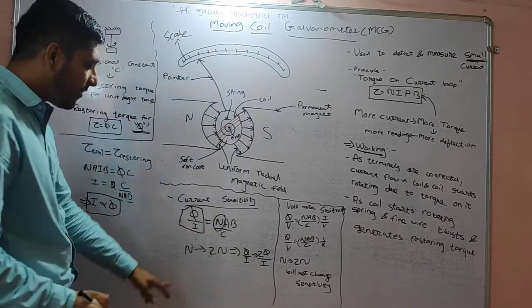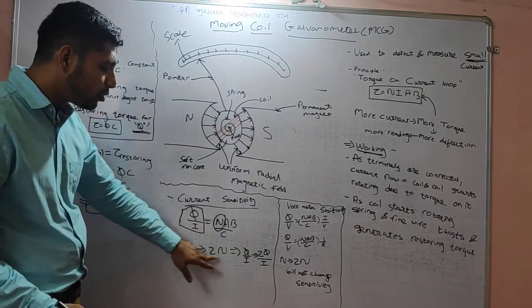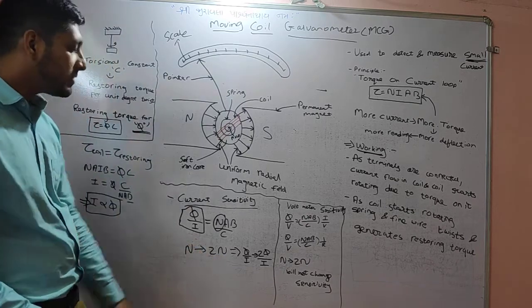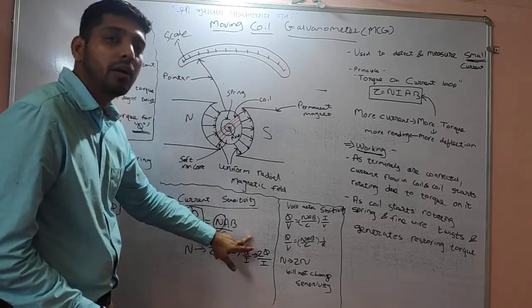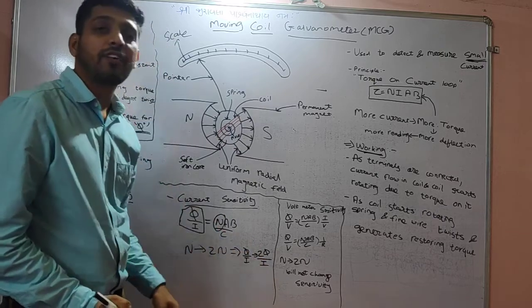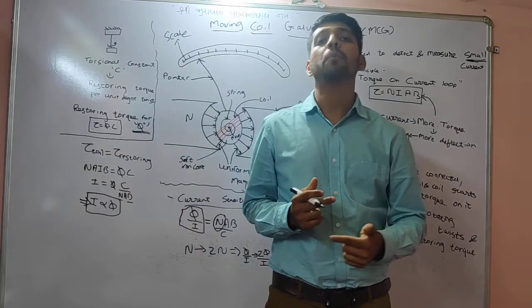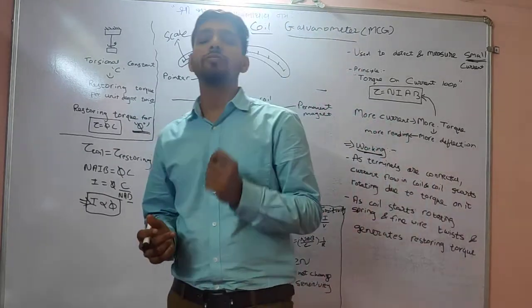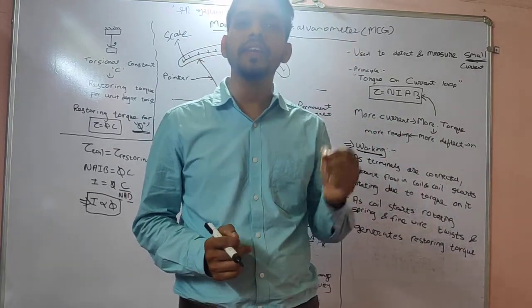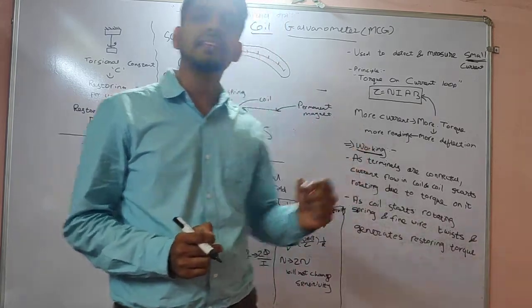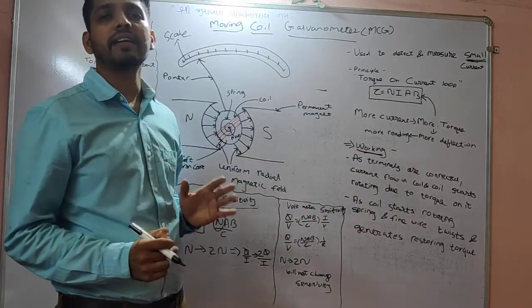Okay, so if I increase the number of turns from n to twice n, then the sensitivity will increase from phi by I to twice phi by I, which means on doubling the number of turns, the sensitivity of the galvanometer also increases. On doubling the number of turns, the sensitivity of the galvanometer gets doubled.